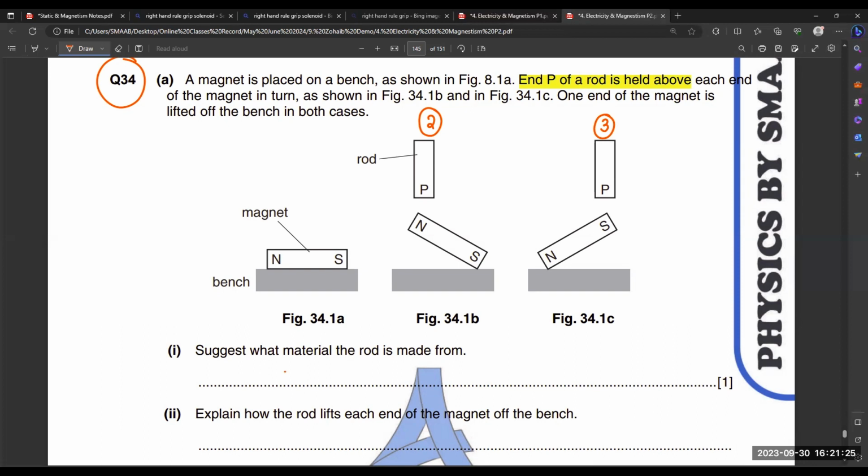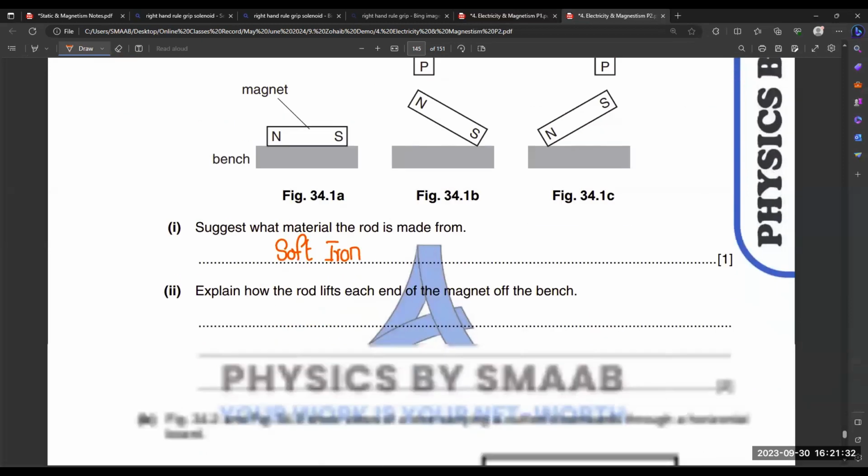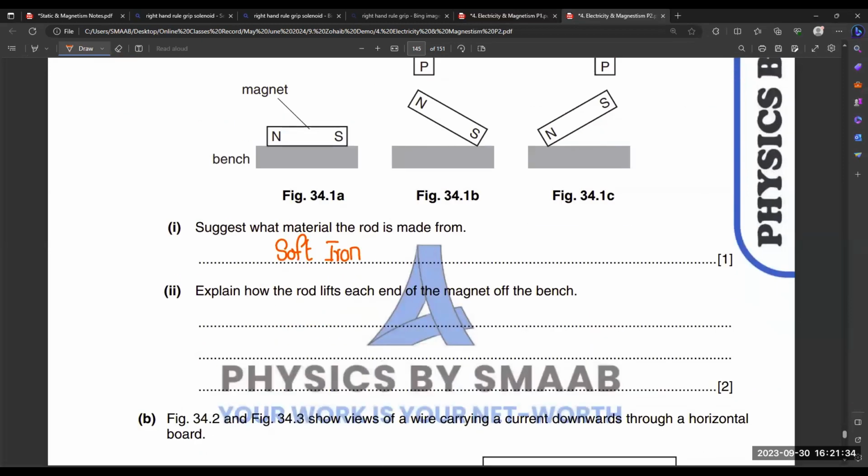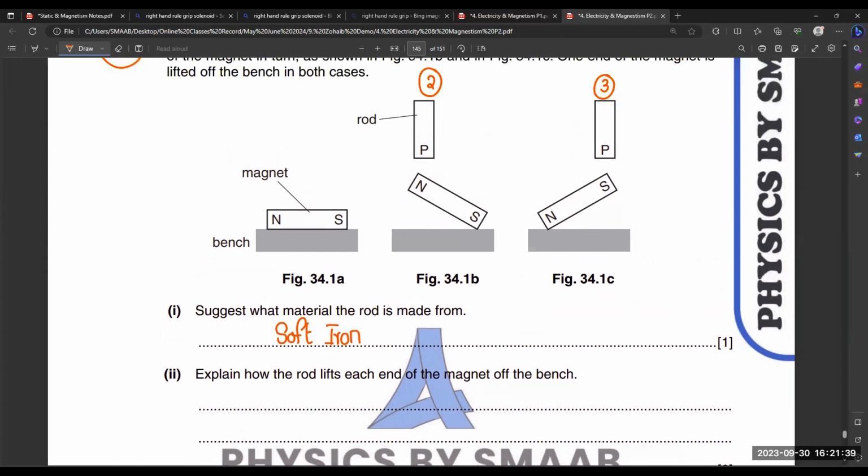So soft iron, yes sir. And explain how the rod lifts each end of the magnet off the bench. Sir, because when the rod is magnetized, it would lift rod P over.